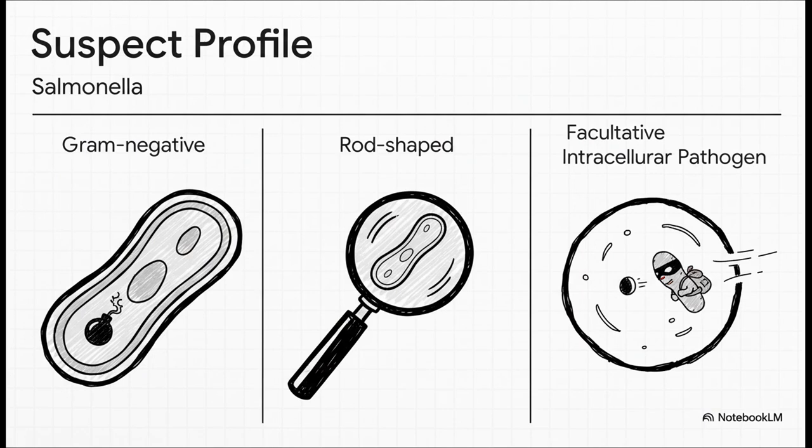Let's break down this profile. Each of these features is part of its criminal toolkit. Being gram-negative, that means its cell wall has a hidden weapon, and we're definitely coming back to that. Rod-shaped, well, that's just its physical description. But being a facultative intracellular pathogen, oh, that's its genius move. It means Salmonella can actually live and multiply inside the host's own cells. It's like a spy hiding in plain sight, completely shielded from the immune system.